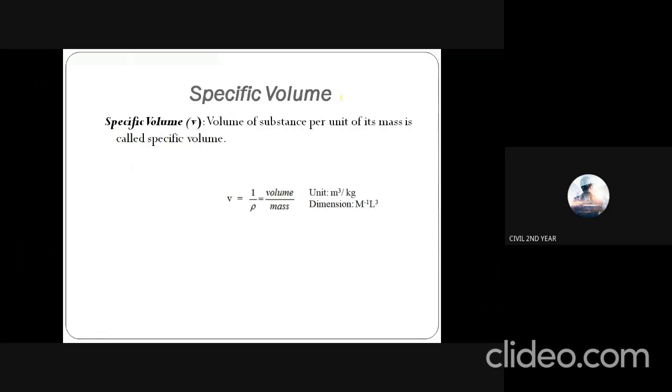Then another fluid property is specific volume. This is inversely proportional to the mass density. The volume of a substance per unit of its mass is called specific volume. Whereas in density we consider how much mass is occupied in 1 m cube of volume, here it is how much volume is occupied by 1 kg of mass. So V is equal to 1 by rho, that is volume by mass. The unit is m cube by kg, and the dimension is M power minus 1 L power 3.